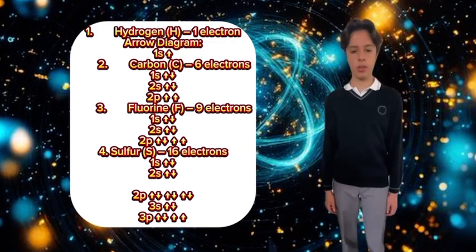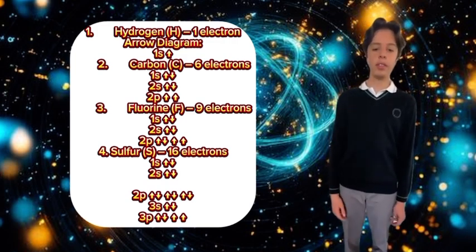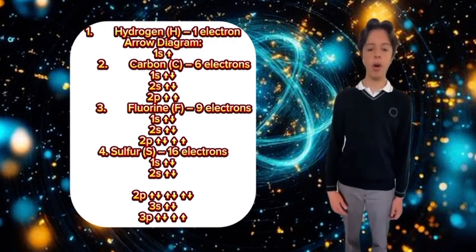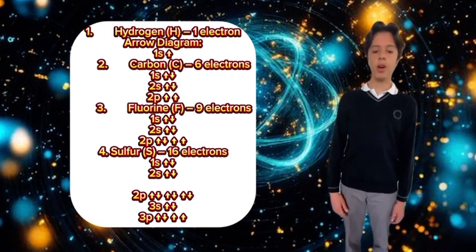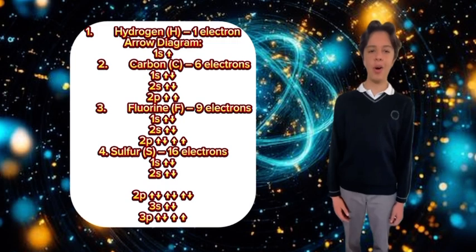Sulfur, 16 electrons. 1s up, down. 2s up, down. 2p up, down, up, down, up, down. 3s up, down. 3p up, down, up, up.